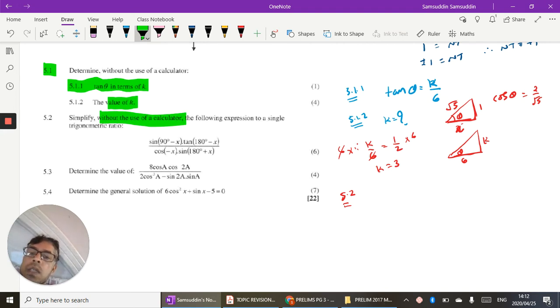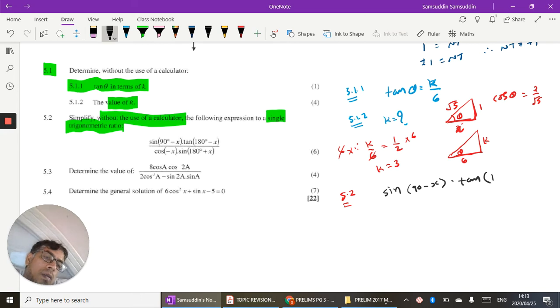Right. So the question is single trigonometric ratio. So they are telling me that when I get my answer, I might get sine theta alone, cosine theta alone, or tan theta. It's a single trigonometric ratio. So it says, right, let's start with sine 90 minus x, tan 180 minus x divided by cosine negative x and sine 180 plus x.